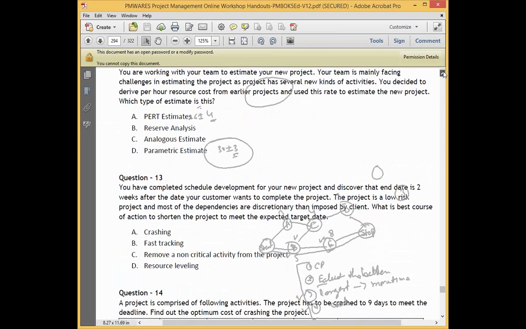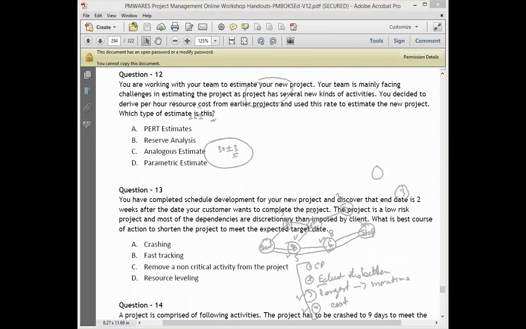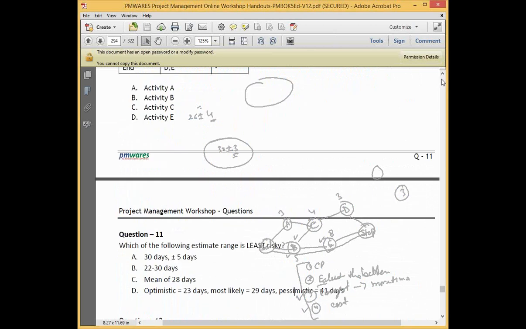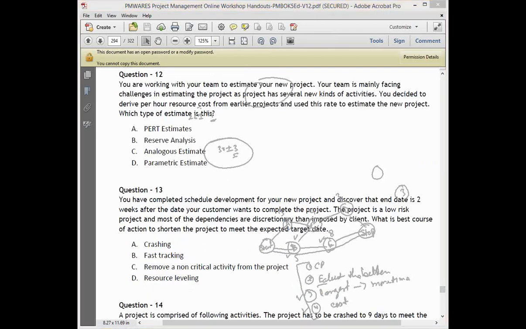How do you take this mean of 28 days, C? I don't understand actually. That option is communicating nothing. What about question 12?